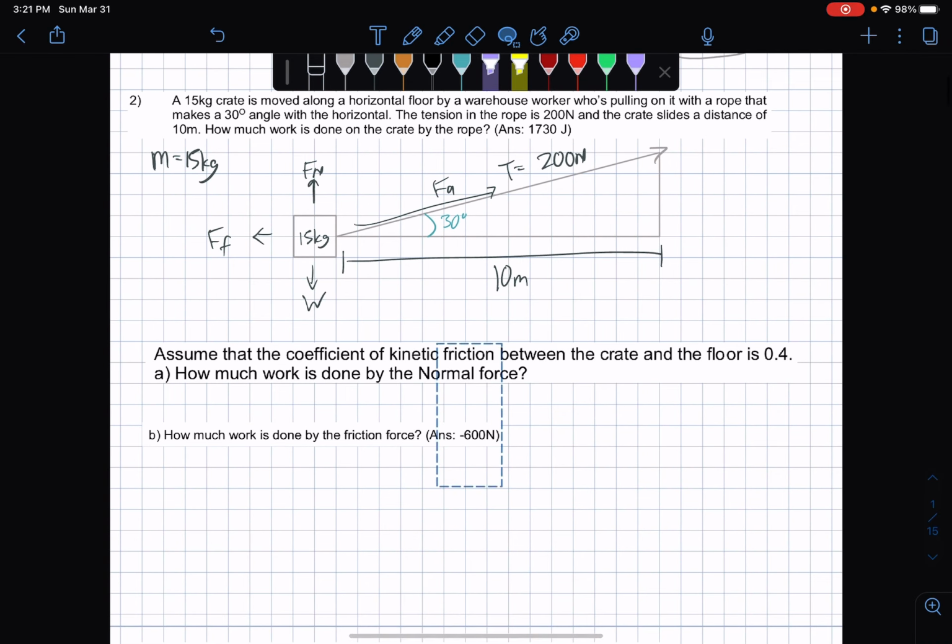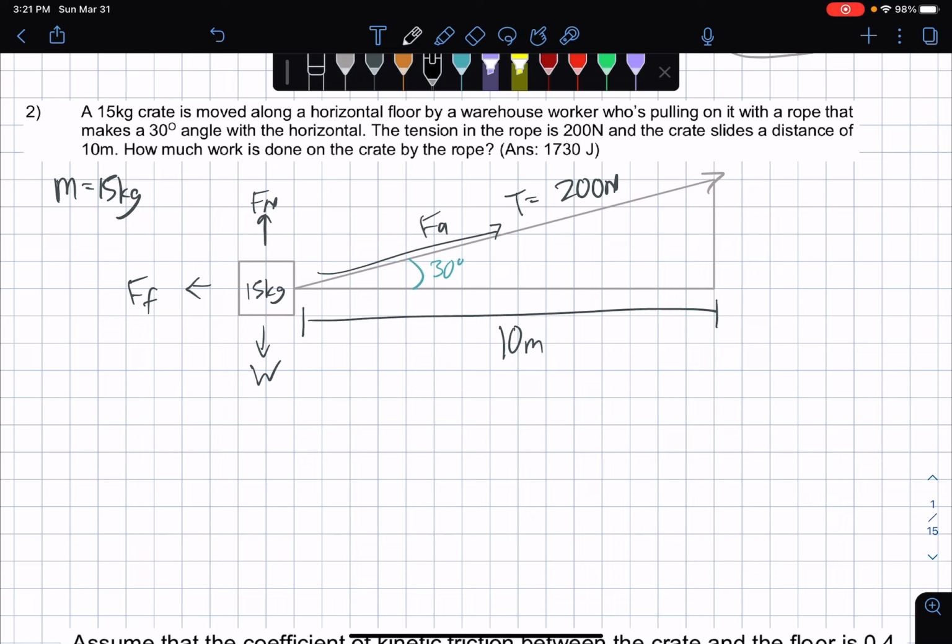What do we do in this kind of scenario? First things first, we have the mass. We have to look for the weight.